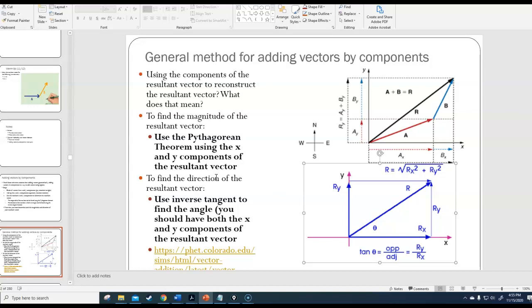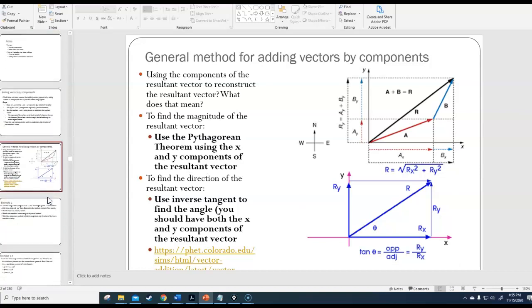Okay, so if you see anything else new that stands out to you, please go ahead and add that to your notes. Otherwise, we're going to go ahead and jump into some calculation examples.